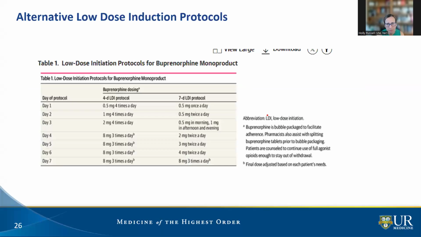This is from a JAMA paper. It goes through different low dose initiation protocols. You can see this has sort of a version that's kind of similar to the one that I presented that we use. There's also a 7-day protocol. As I mentioned, I don't actually think that the specific dosing matters that much except for starting very low. I think it's just starting very low, building up gradually.